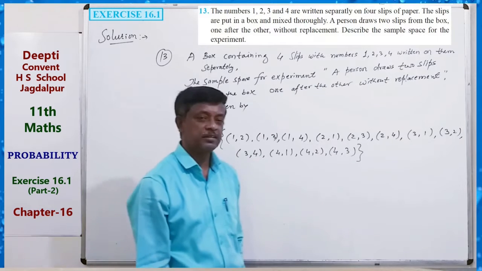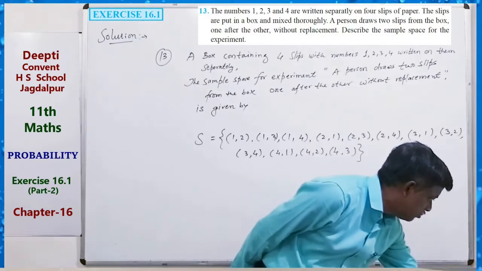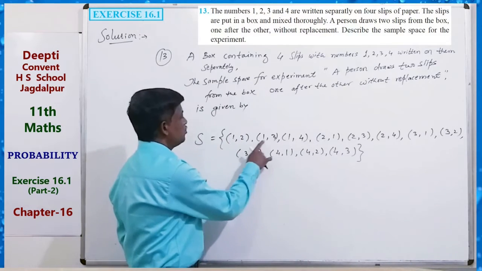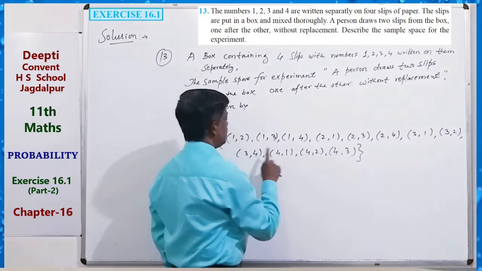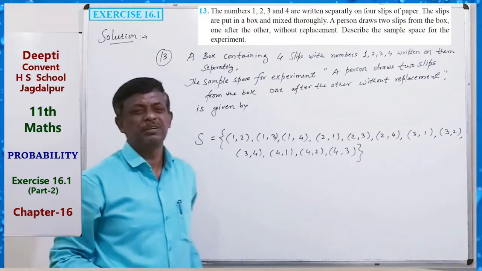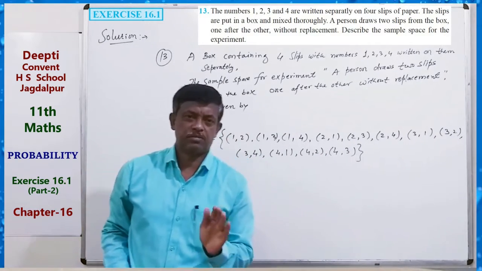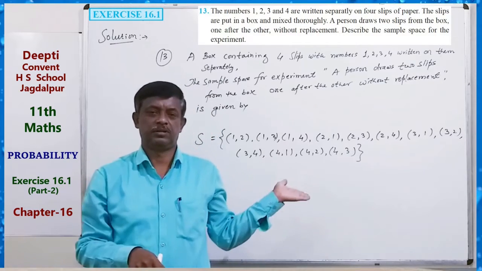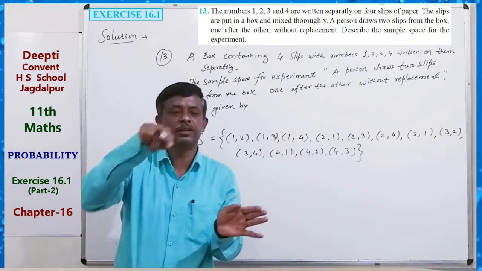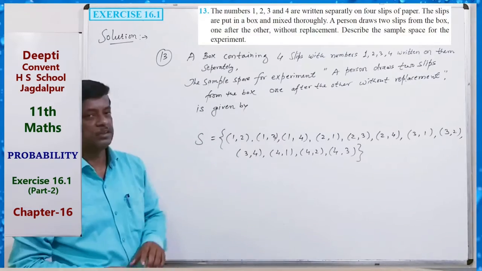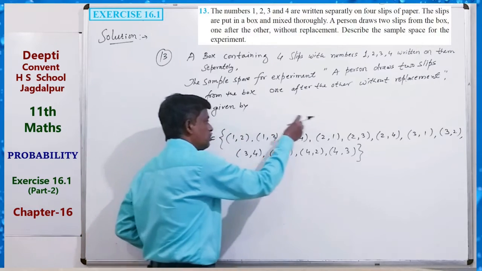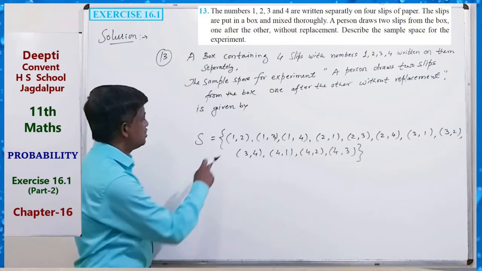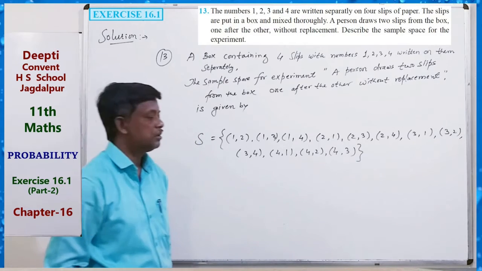So these are the elements. How many elements are there? 1 2 3 4 5 6 7 8 9 10 11 12. 12 elements will be there, because two slips: first 1, then the remaining 3 may come with it; if 2, then remaining 3; 3, then remaining 3; 4, then remaining 3. Just write like this. This is one sample point. Sample point means elements, possible outcomes. So this is the sample space for question 13.